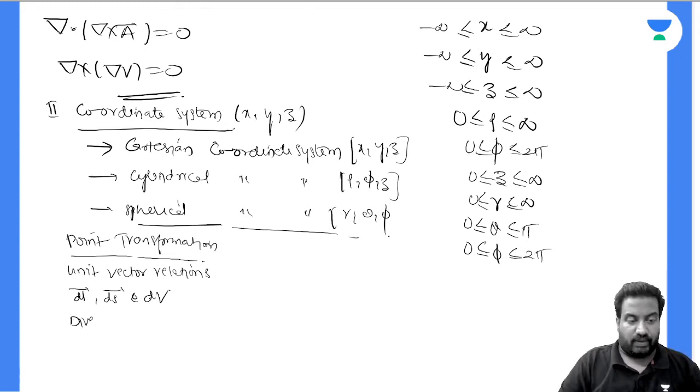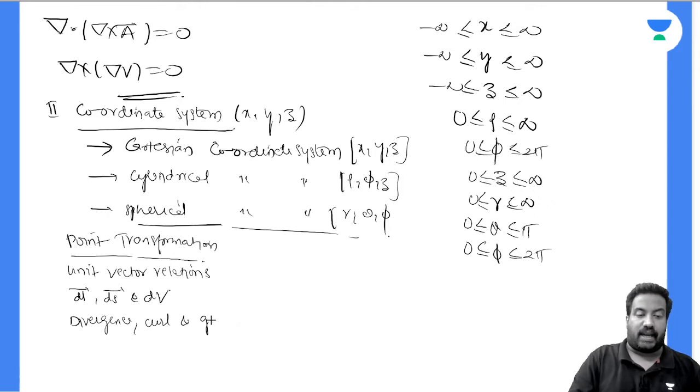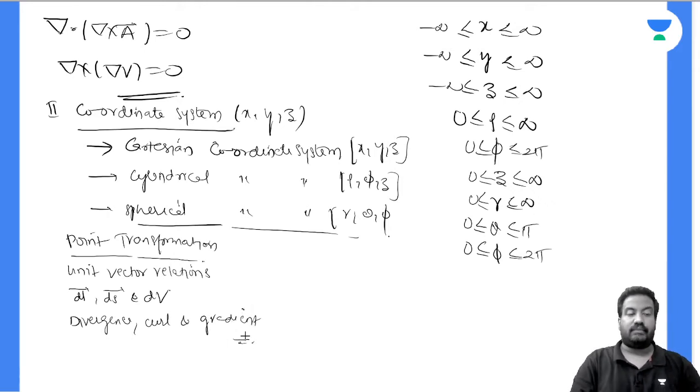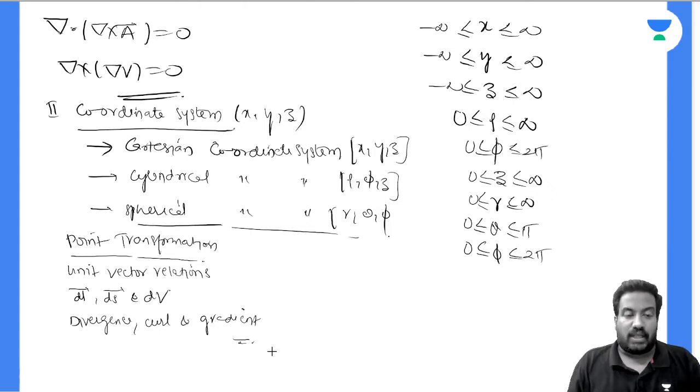Then we derived divergence, curl and gradient in all the three coordinate systems. These were the basics. Then we started elements of EMF theory.